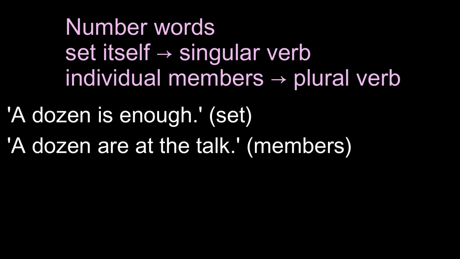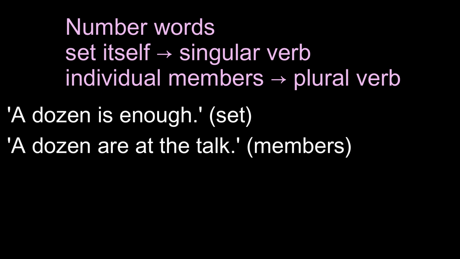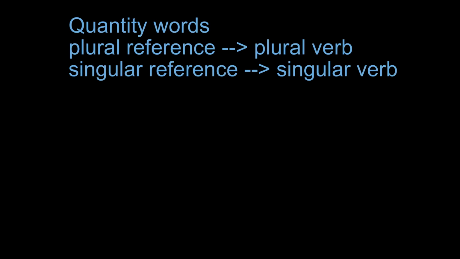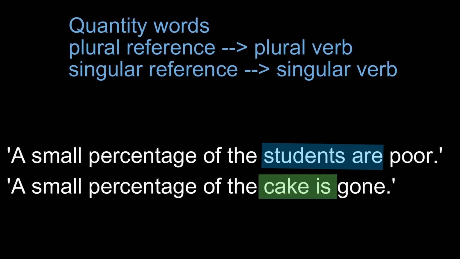Regarding a dozen, if we're talking about a unit of things like 12 eggs or 12 donuts, items that come in a package of 12, it is used as a singular noun. If we are talking about approximately 12 objects, it is a plural noun. Noun phrases relating to quantity act like indefinite pronouns as their number depends on what the reference is. A small percentage of the students are poor. What is the small percentage is the students, plural, so the verb is plural. A small percentage of the cake is gone. What is the small percentage is the cake, which is uncountable, singular, so the verb is singular.